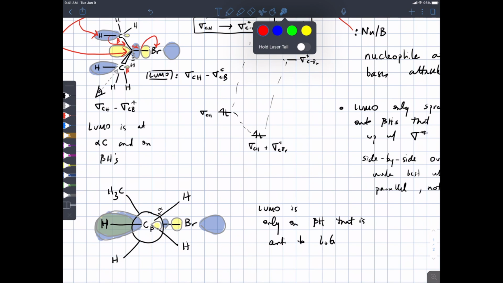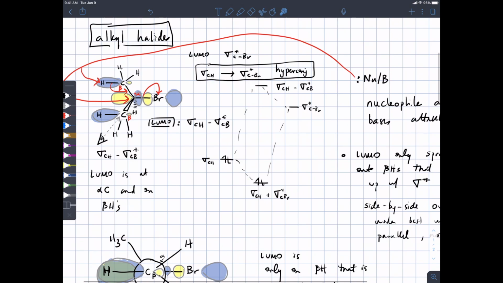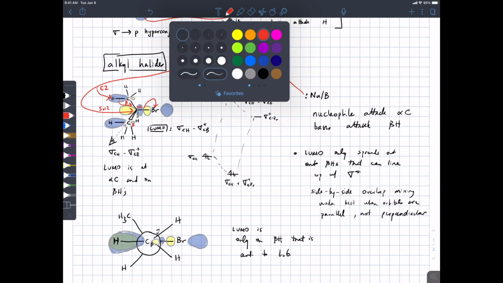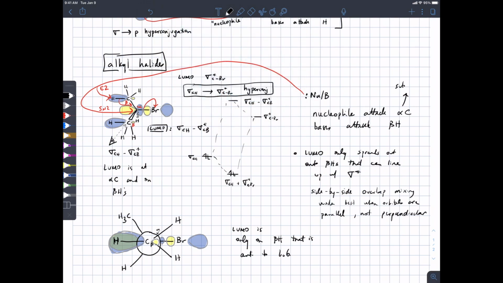But I think I'll be able to answer those questions a little bit better once we've talked about what the elimination reaction is. That being said, yes, if the nucleophile attacks the alpha carbon of this alkyl halide, then that is the SN2 reaction. If it attacks at the beta proton, that is the E2 reaction. Attack at the alpha carbon leads to substitution products, and attack at the beta hydrogen leads to elimination products.